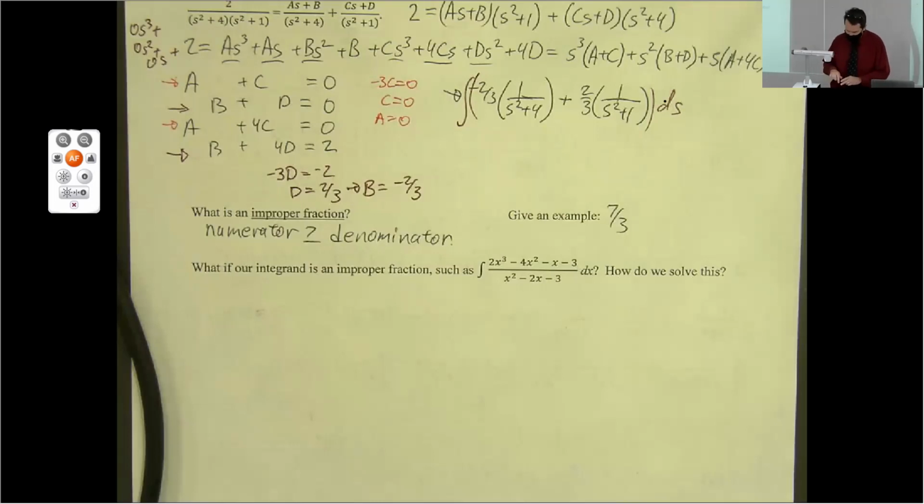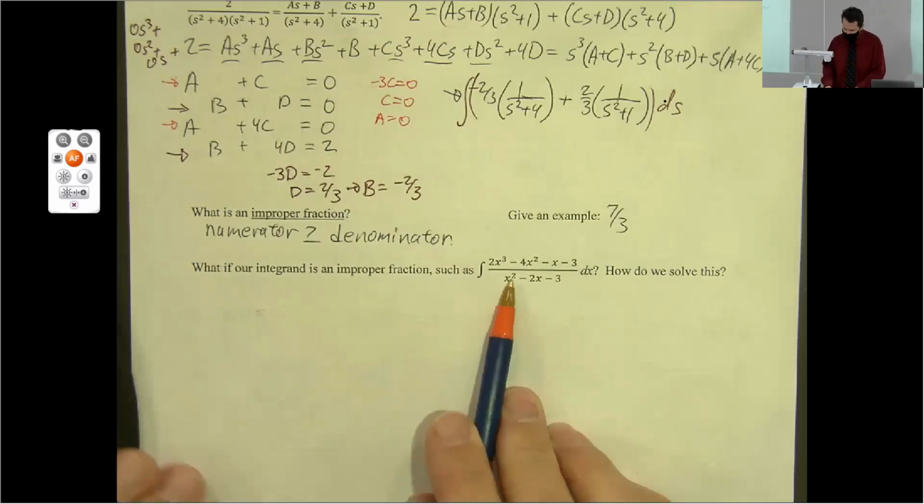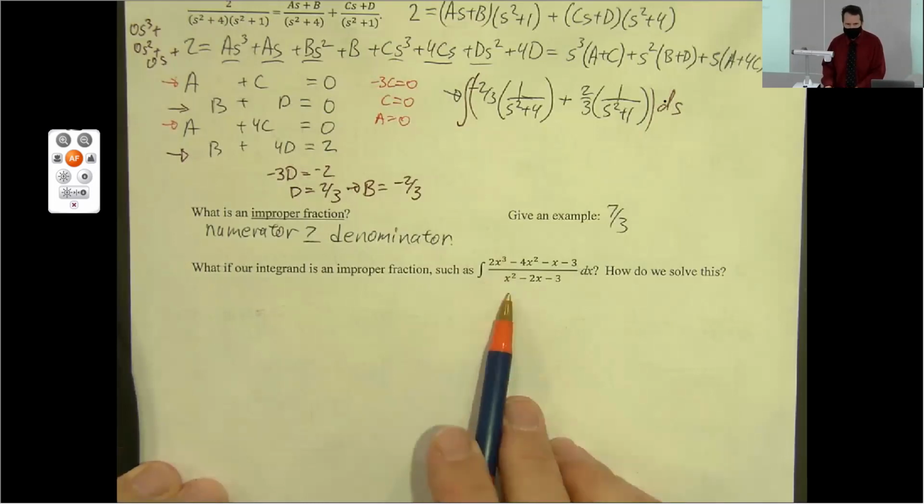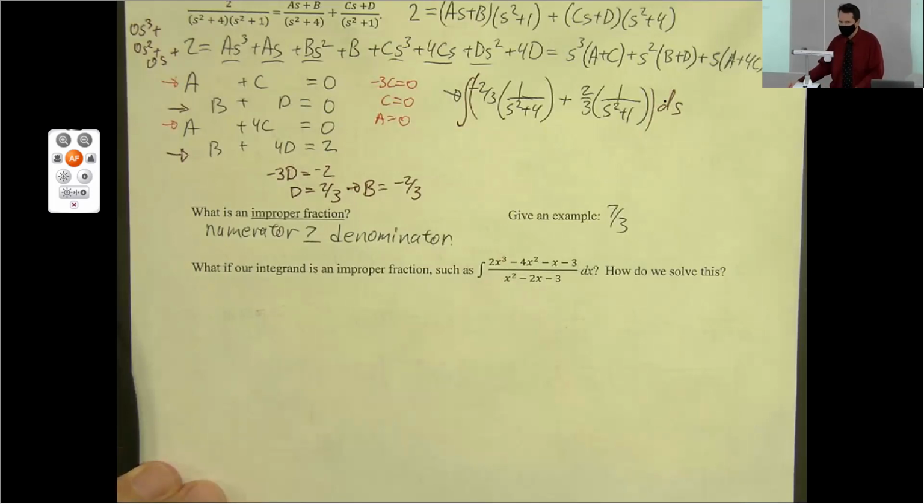So, oh snap, what happens if I run into this bad boy right here? It has a higher degree on the top than the bottom. Then I can't use partial fractions to break it up. Flip it around? I wish it were that easy. Panic? Nope. Give up? No.